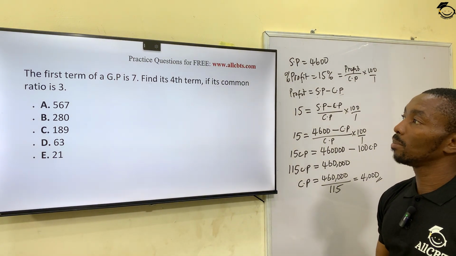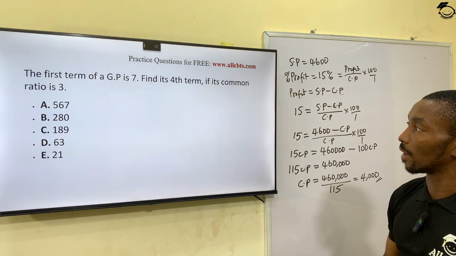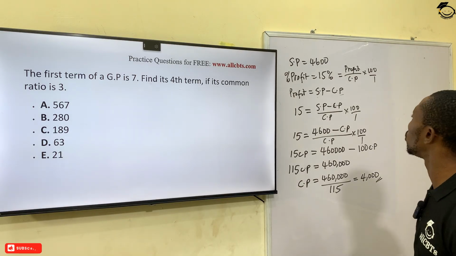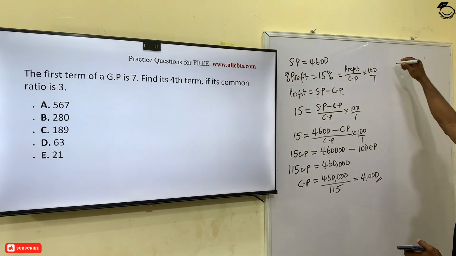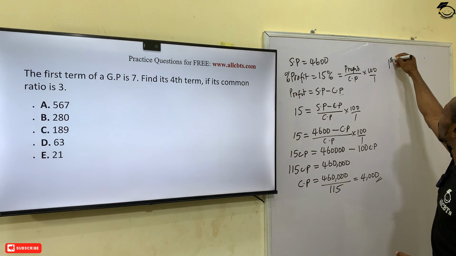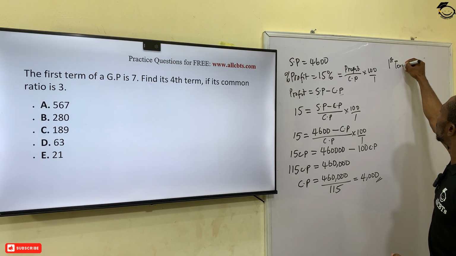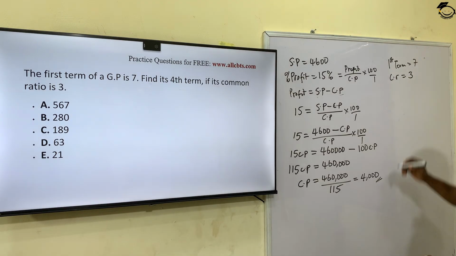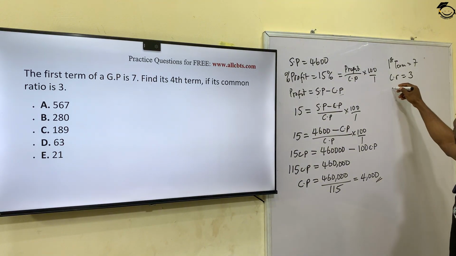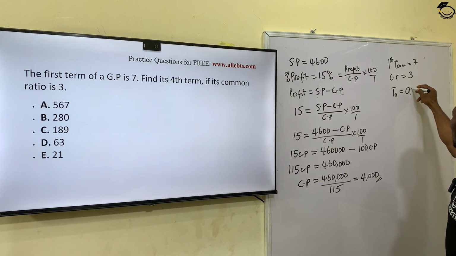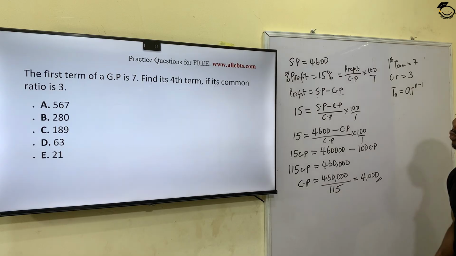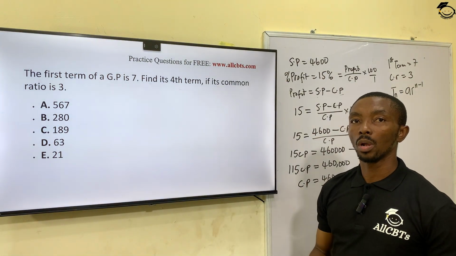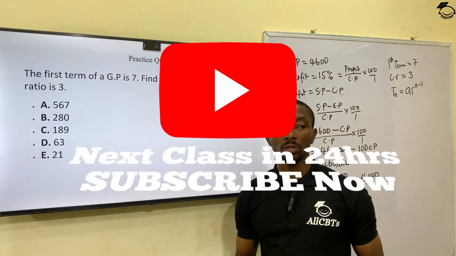The first term of a GP is 7. Find its fourth term if its common ratio is 3. Now, our first term is 7. Our common ratio is 3. Now, our formula for the GP nth term, Tn equals a r to the n minus 1, where a is our first term, r is our common ratio, and n is the number of terms.